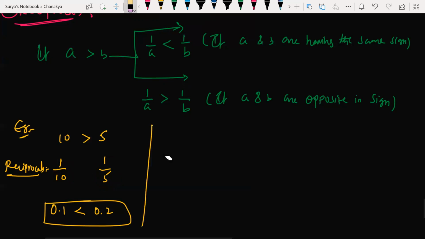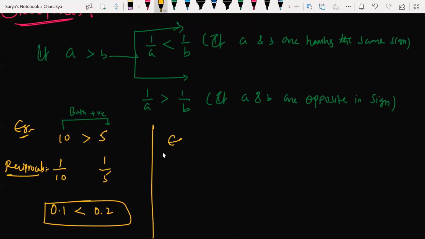Check here. A and B both are positive. When you have the same sign, it could be positive or negative, the inequality is always going to change. Let me give one more example, you will understand it better.